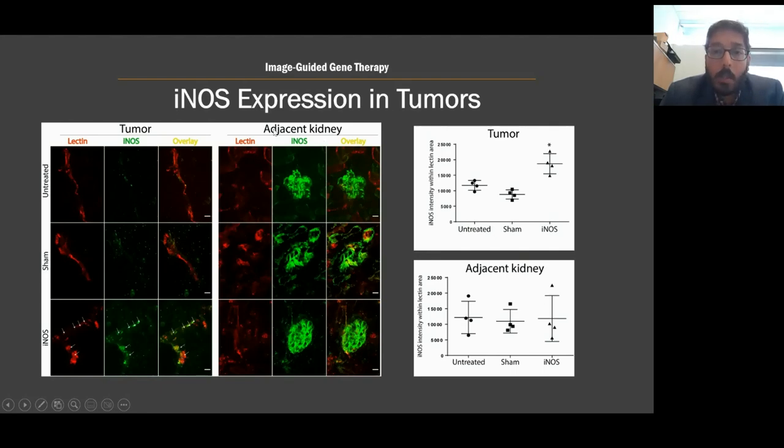We've done control studies in adjacent kidney to the tumor. That's also in the sound field. We've found that iNOS is expressed, surprisingly, in the kidney, even in untreated or sham-treated groups, but there's really no significant difference between the iNOS expression in the kidney. There is a significantly higher level of iNOS in the tumor itself when treated with plasmid DNA.